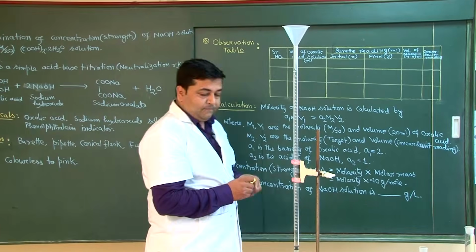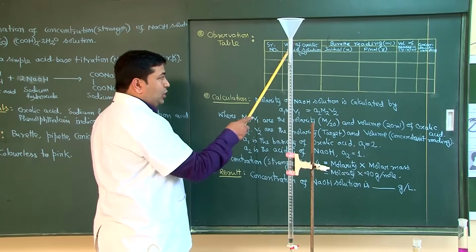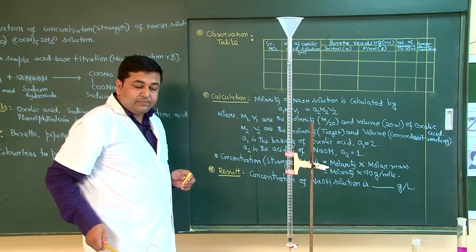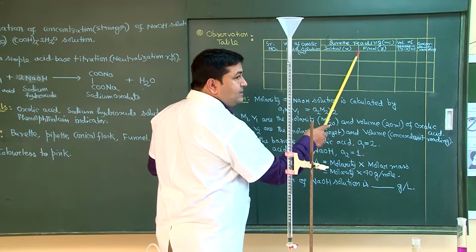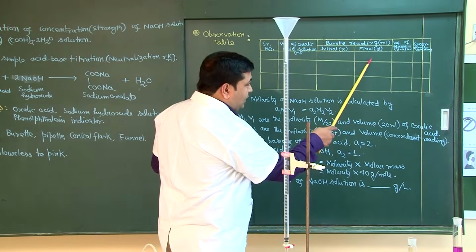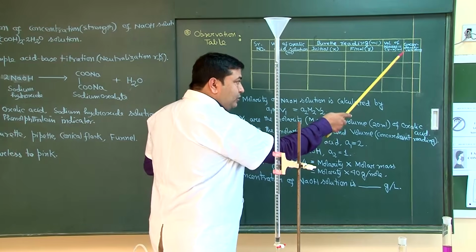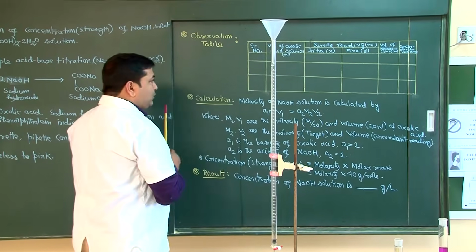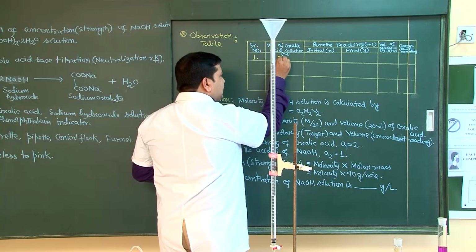This is the table. You can see this is the serial number, volume of oxalic acid, which is what we take using this pipette, and the burette reading, initial and final, which gives the volume of sodium hydroxide. Final minus initial gives us the volume of sodium hydroxide solution, and then we will get the mean value.